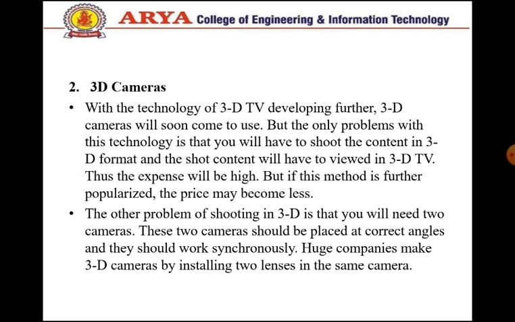The other problem of shooting in 3D is that you will need two cameras. These two cameras should be placed at a correct angle and they should work synchronously. Huge companies make 3D cameras by installing two lenses in the same camera.